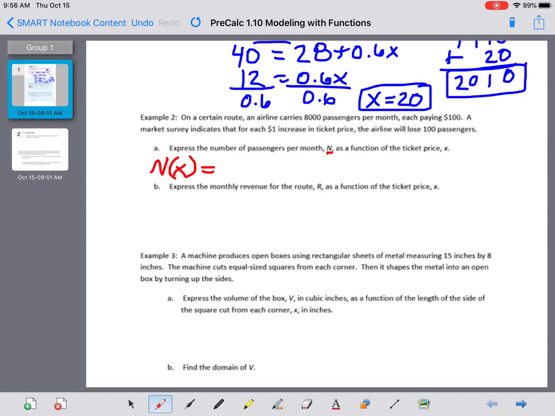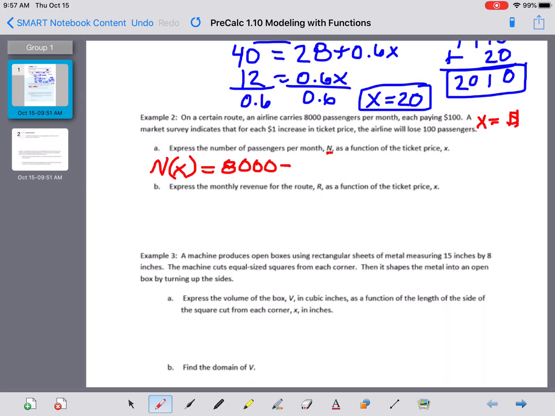All right, so what do we start with? What's the set amount? And that's my 8,000 passengers. Okay, now, the ticket price is x, okay? And we have to be careful. So x is the ticket price, right?